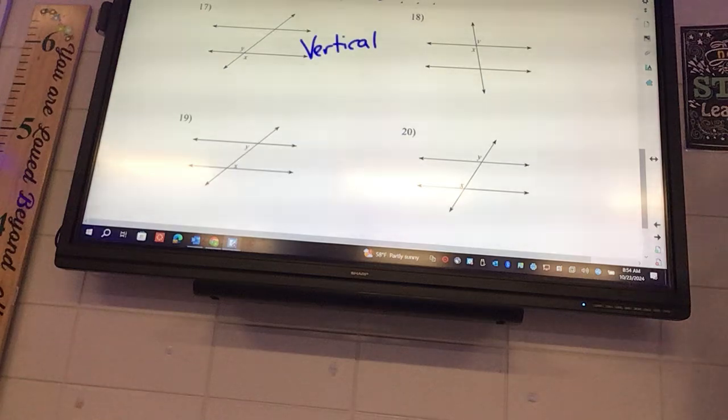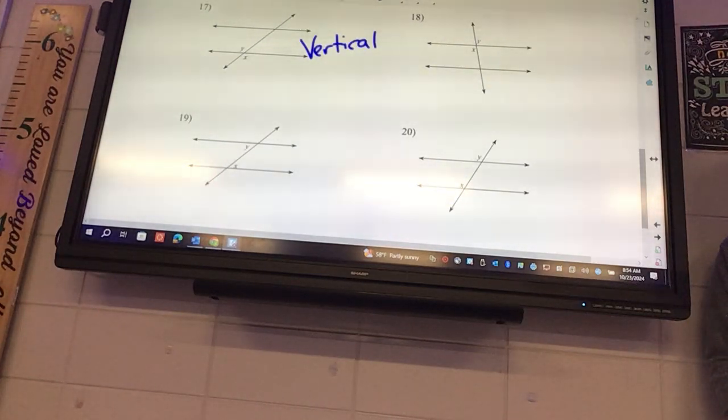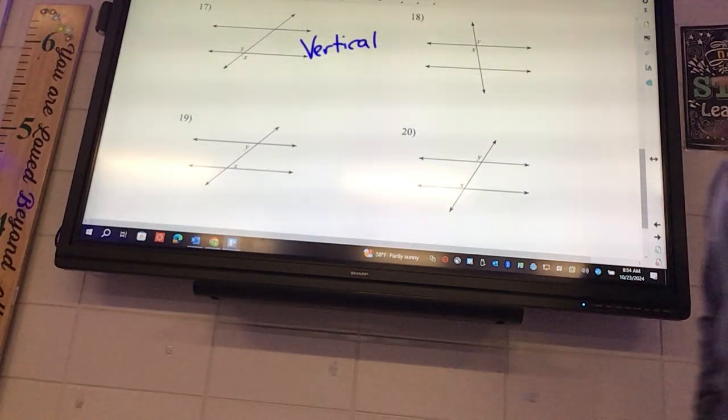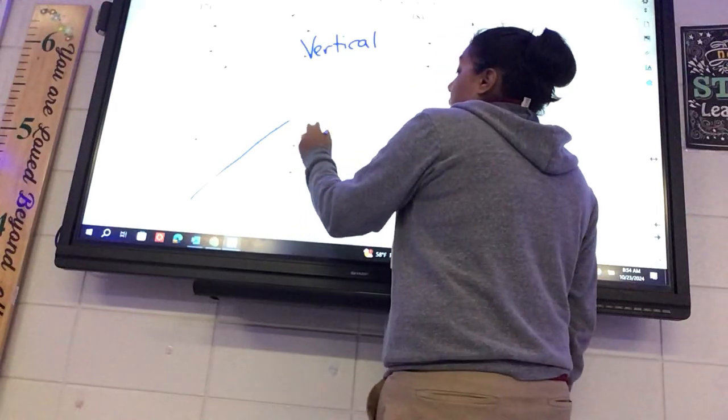Okay, 19. Where's the X? Inside. Interior. Where's the Y? Inside. Interior. What are our two interior options? Alternate or same side? Are we on opposite sides of that line or the same side? Opposite, so it's going to be an alt interior.